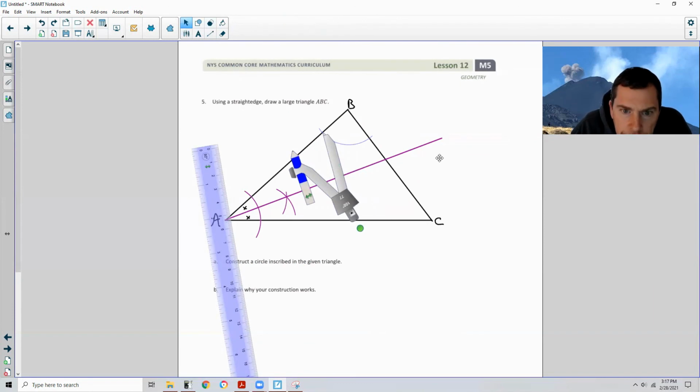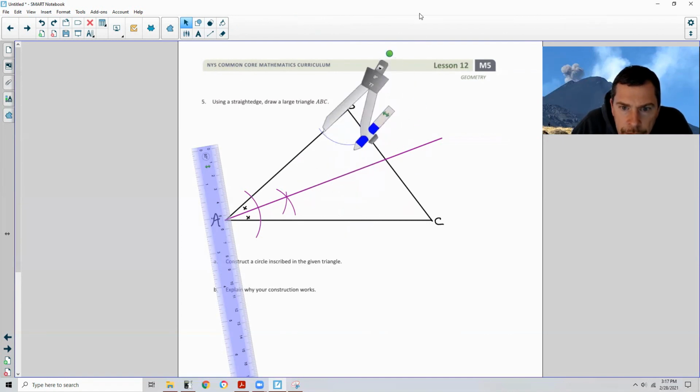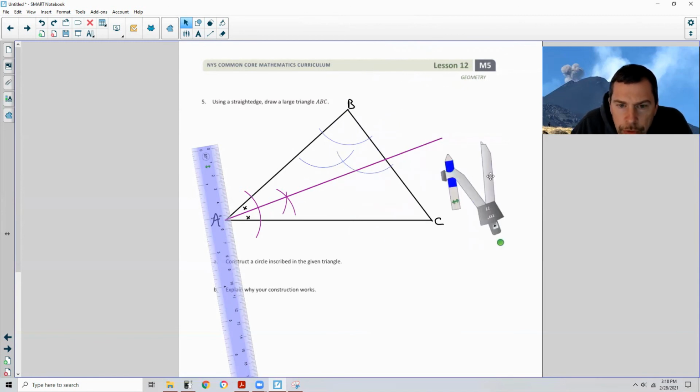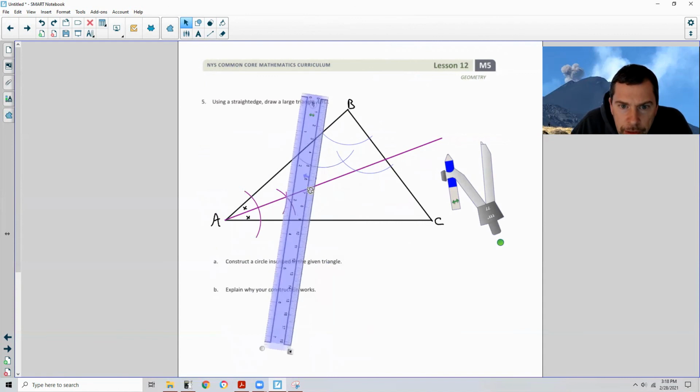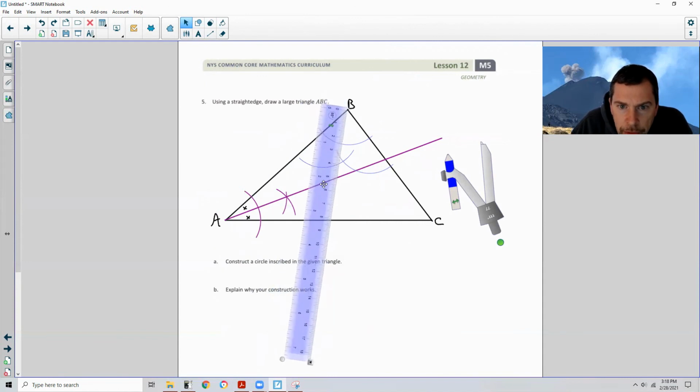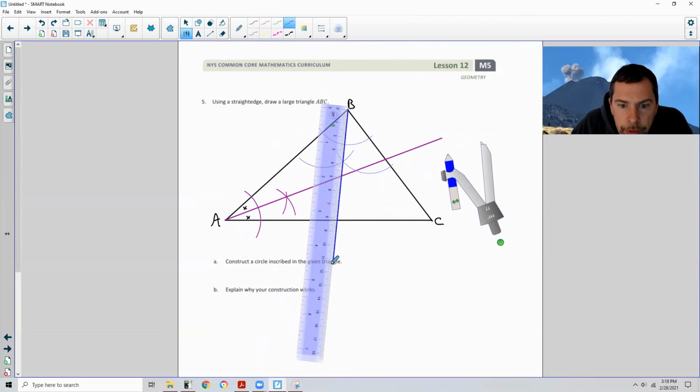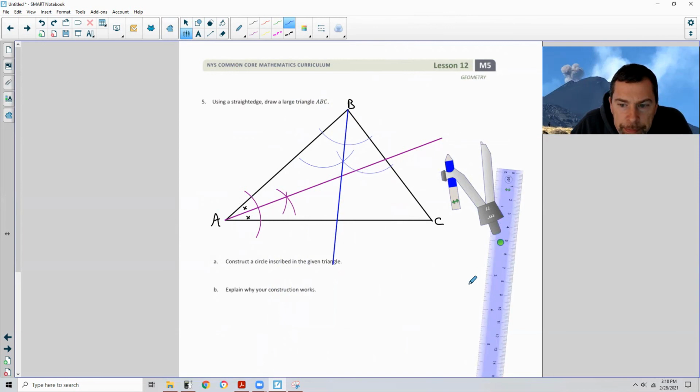All right. Okay, rotate this around. Draw an arc here. Bring this over to this intersection point. And draw an arc there. Where those two intersect will be where the angle bisector for B goes through. Okay. There's angle bisector B. Do the same thing now for C.